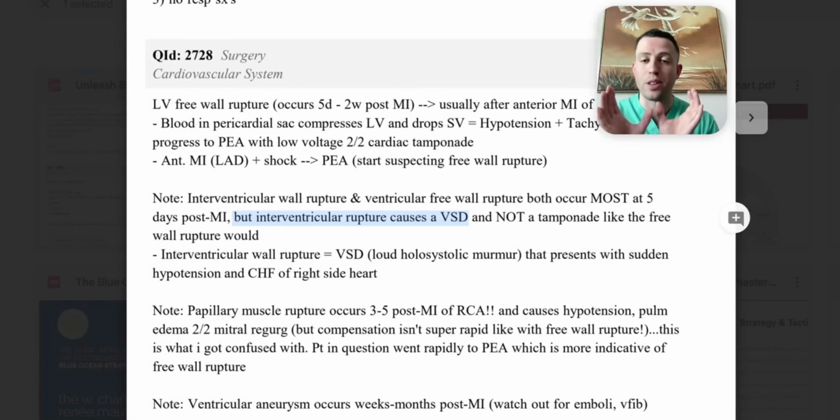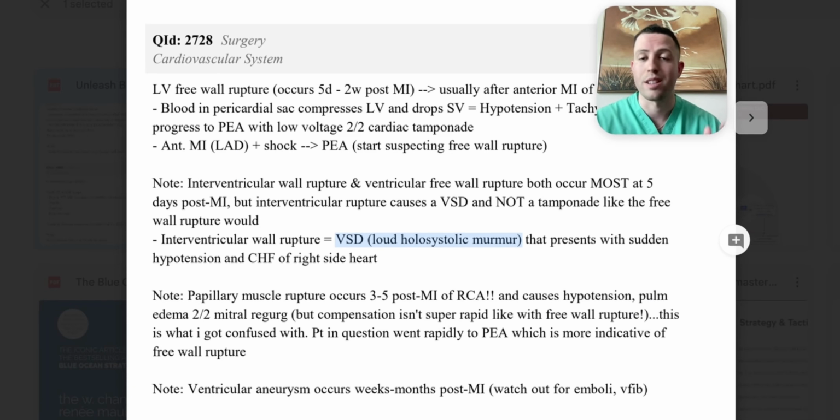It kind of makes sense if you think of a heart. Here's your left and right ventricle, and my thumbs are the interventricular wall. If those rupture, then basically you have a VSD of the blood going from the left to the right side of the heart. That's how I like to think about it. The VSD will present as a loud harsh systolic murmur. This patient's going to obviously get really hypotensive because the blood's not going out into their systemic circulation. It's just going from one side of the heart to the other.